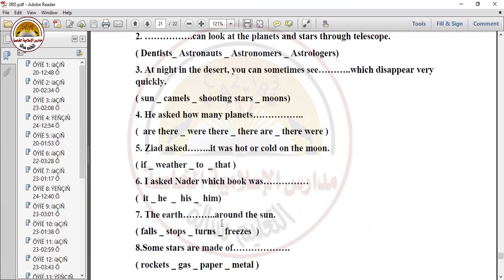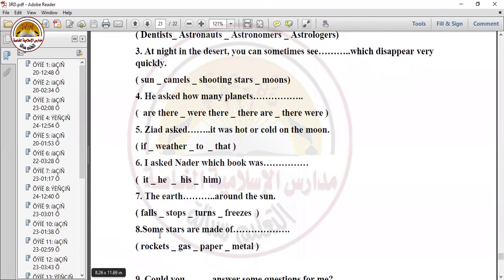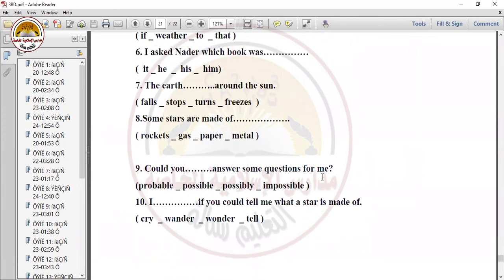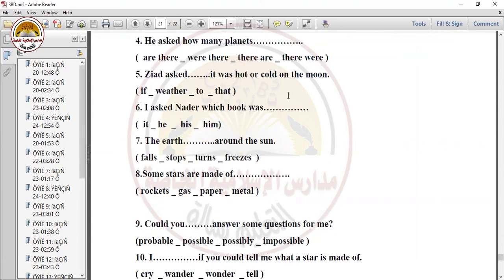The Earth turns around the sun. Falls, stops, turns, freezes. Turns. Yes, turns around the sun. And some stars are made of rocket, gas, paper, metal. Gas. Yes. Number nine, could you answer some questions for me? Could you probably, possible, possibly, impossible. Probably.